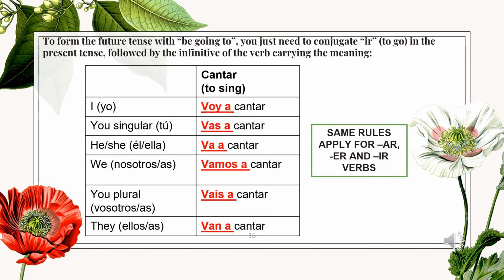To form the future tense with be going to, you just need to conjugate ir, to go, in the present tense, followed by the infinitive of the verb carrying the meaning. For example, we're going to use cantar, but the same rules apply for AR, ER, and IR verbs. I am going to sing. Voy a cantar. You singular are going to sing. Vas a cantar. He or she is going to sing. Va a cantar. We are going to sing. Vamos a cantar. You plural are going to sing. Vais a cantar. They are going to sing. Van a cantar.